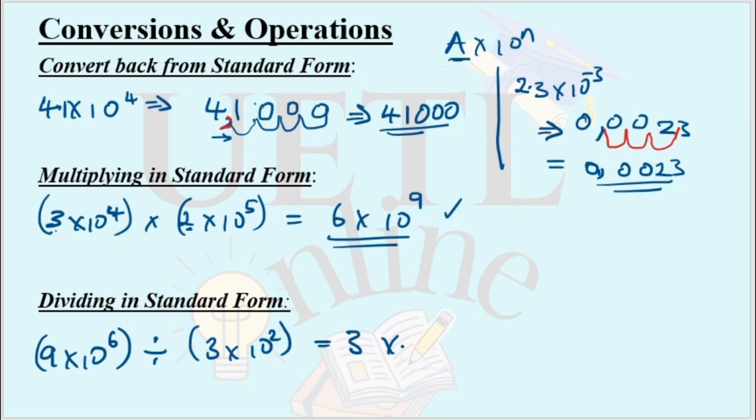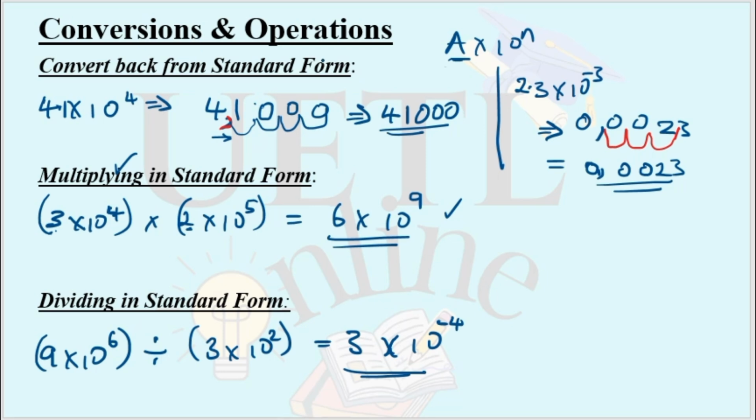In the multiplication case we were adding the powers. Now we are going to be subtracting. 6 minus 2, what do we get? We get minus 4, and 3 times 10 to the power minus 4 is going to be our answer. Just as in multiplication you add the powers, in division you subtract the powers. Here you divide the a's, there you multiply them. So this is how we deal with conversions and operations.